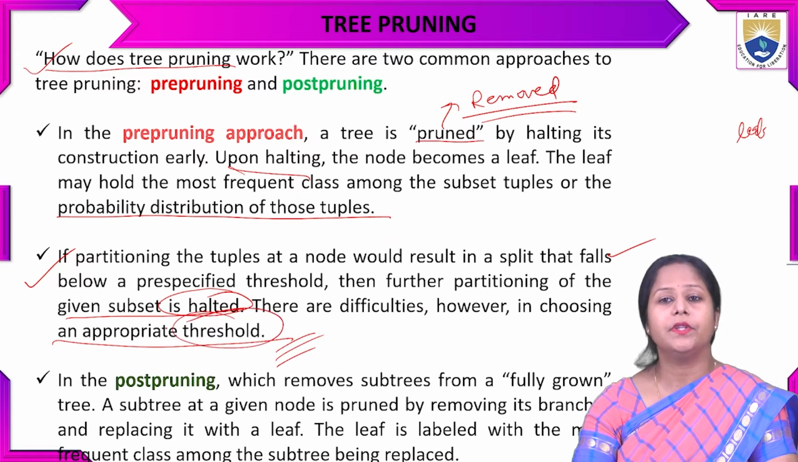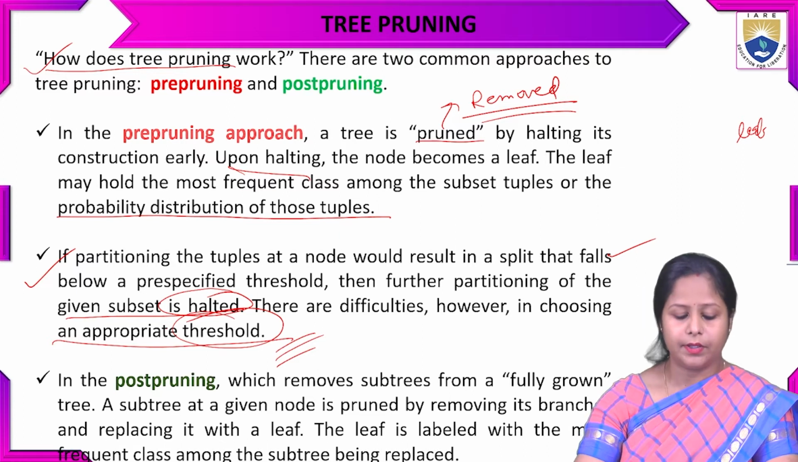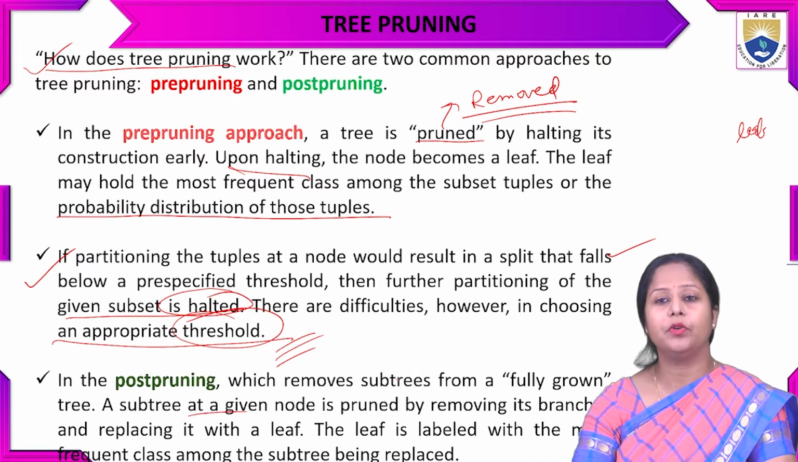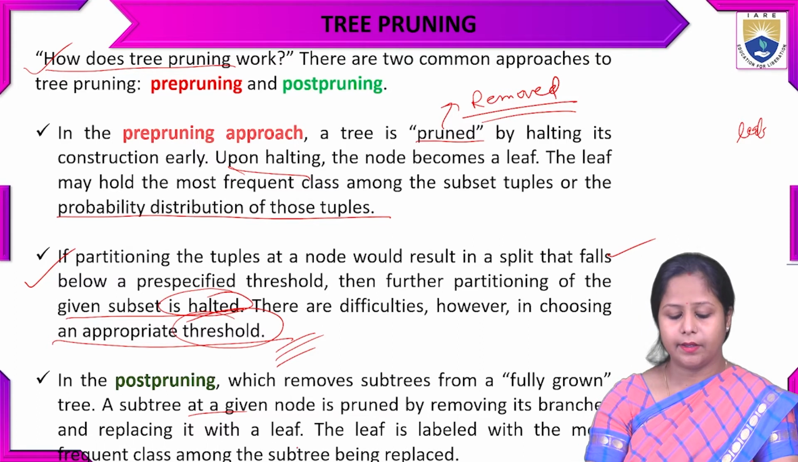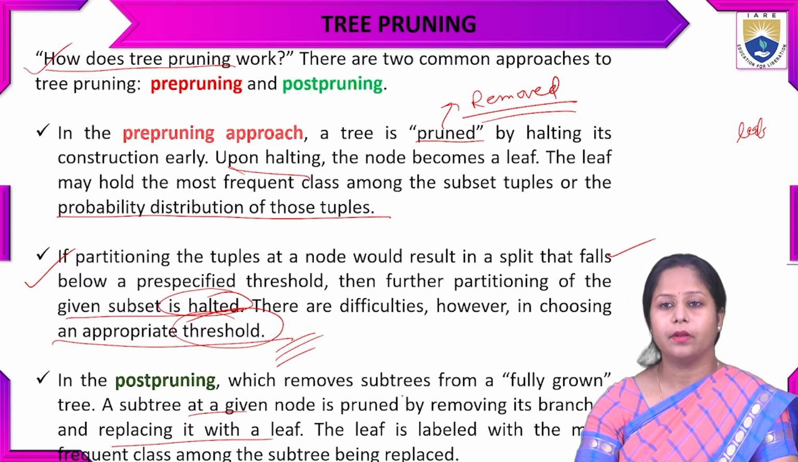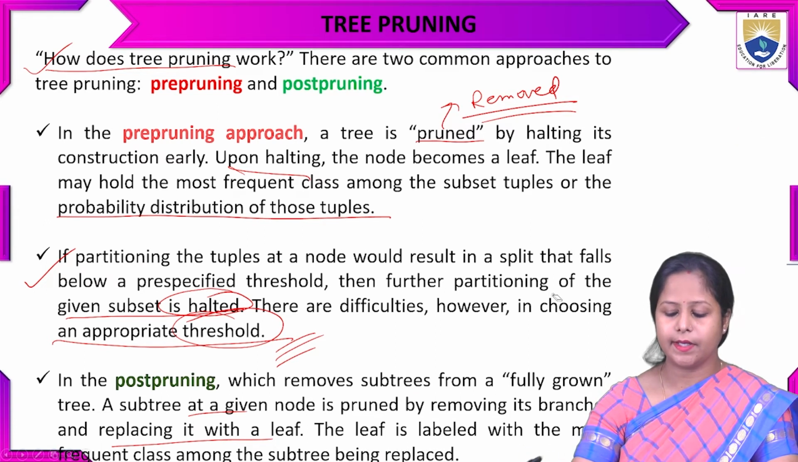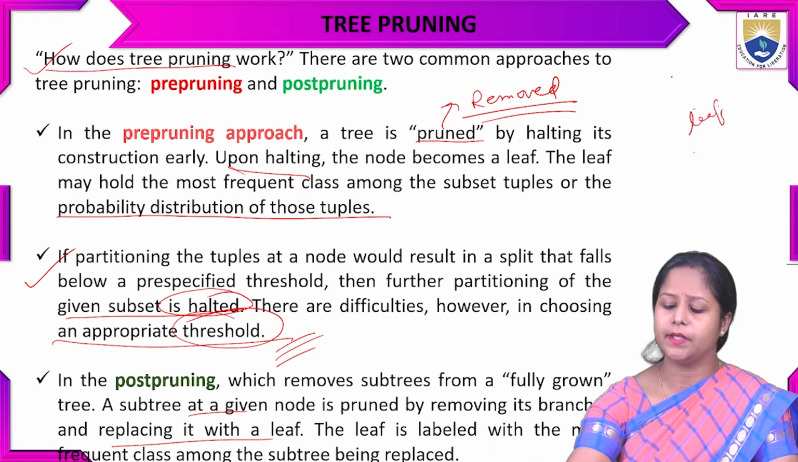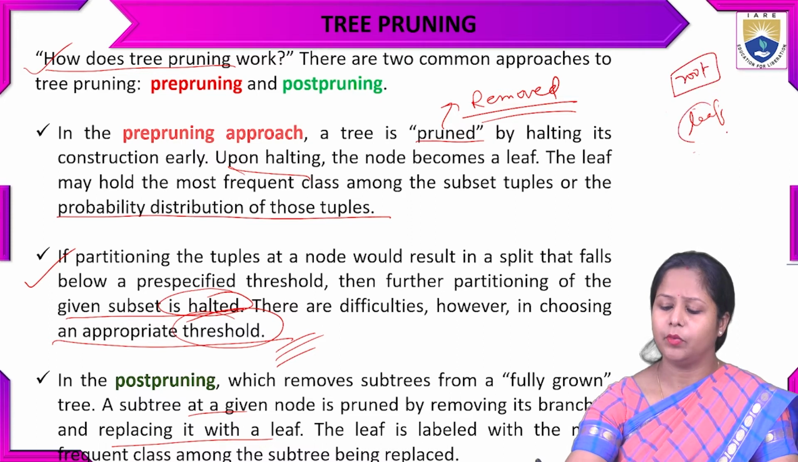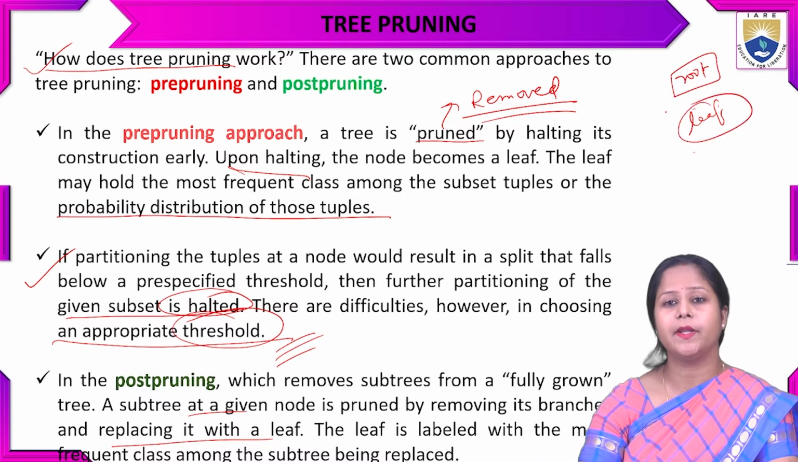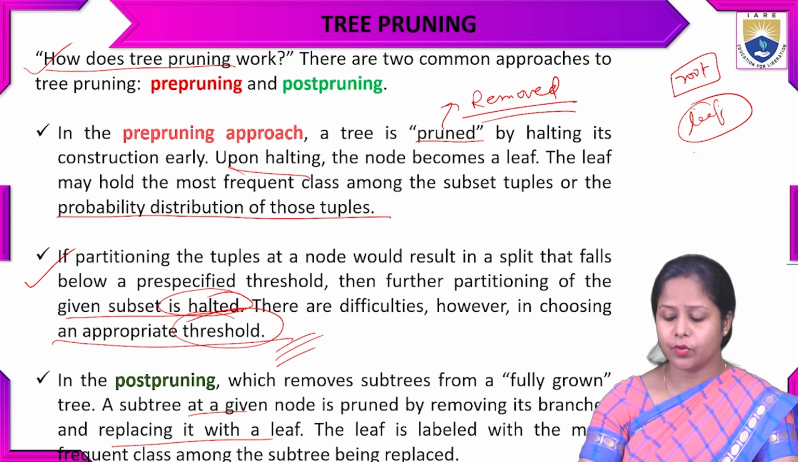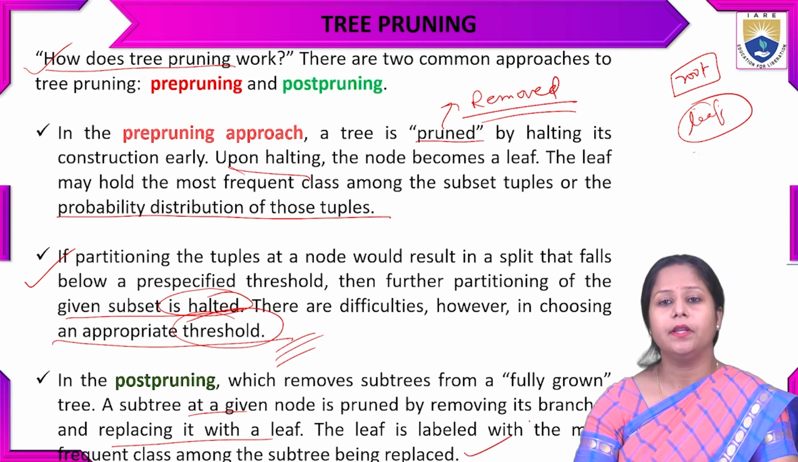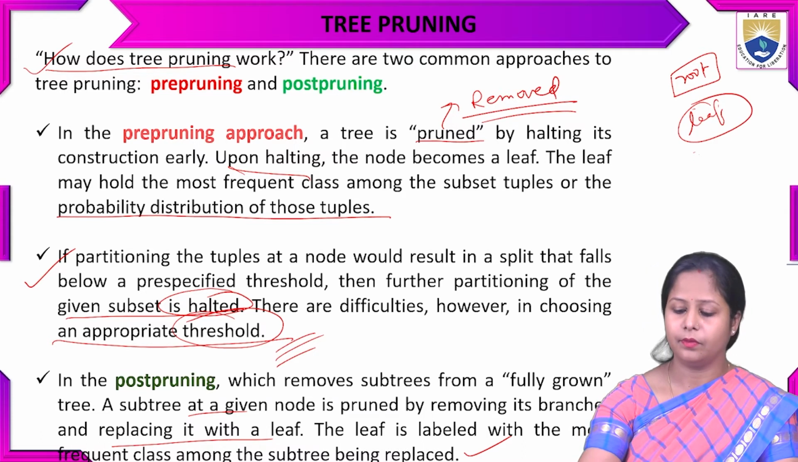In post-pruning, which removes subtrees from a fully grown tree, a subtree at a given node is pruned by removing its branches and replacing it with a leaf. The branches will be replaced by a leaf. The leaf is labeled with the most frequent class among the subtree being replaced, right?